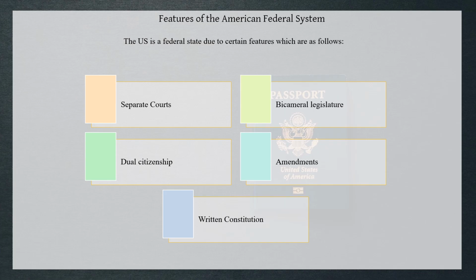Tenth, written constitution. The establishment of a federal system must be through principles embodied in the written constitution that explains the terms by which power is divided and shared.